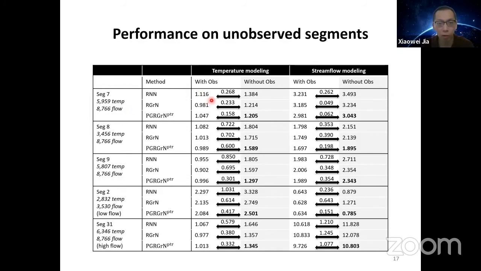So here we show the performance before and after we remove the training data. And in the middle, we show the increase of prediction error after we remove the data. We can see that our proposed method always gives us the lowest increase of RMSE after we remove the data. So that means our method can still be effective even for modeling those river segments that are completely unobserved.